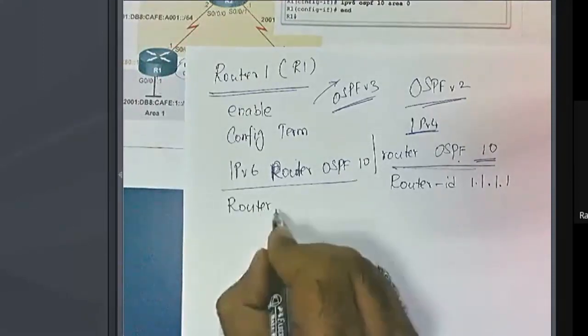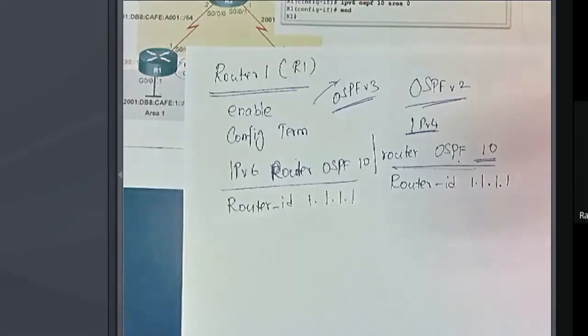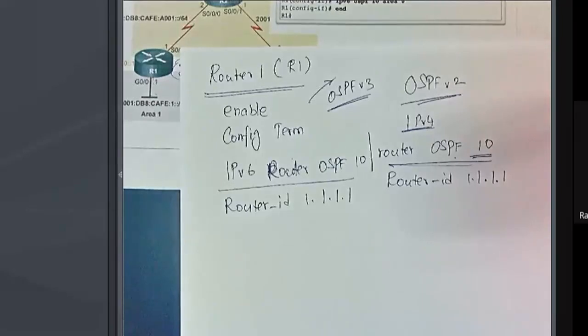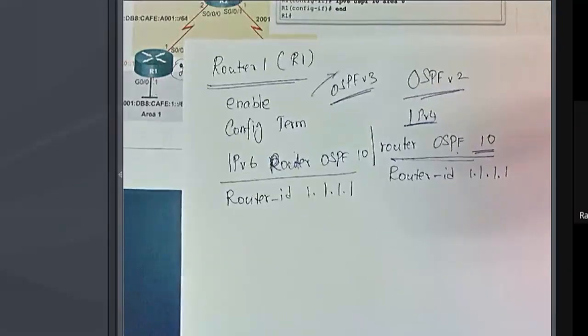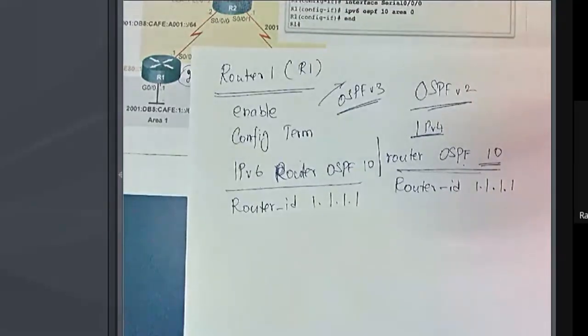Router ID 1.1.1.1. The same command here. Try to know the difference. It's not a big difference, you can easily manage. Now, I gave the router ID.